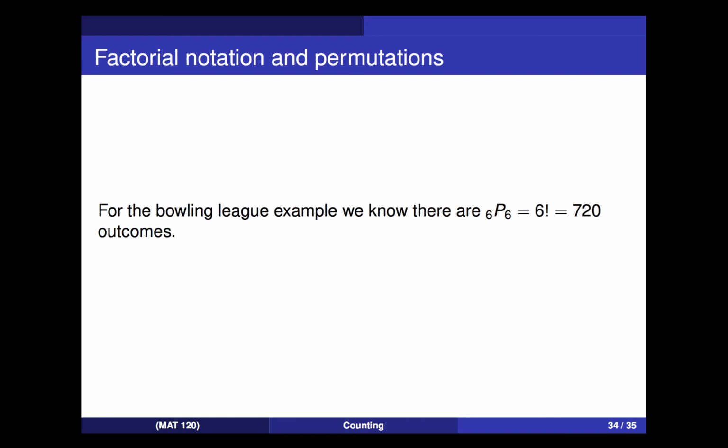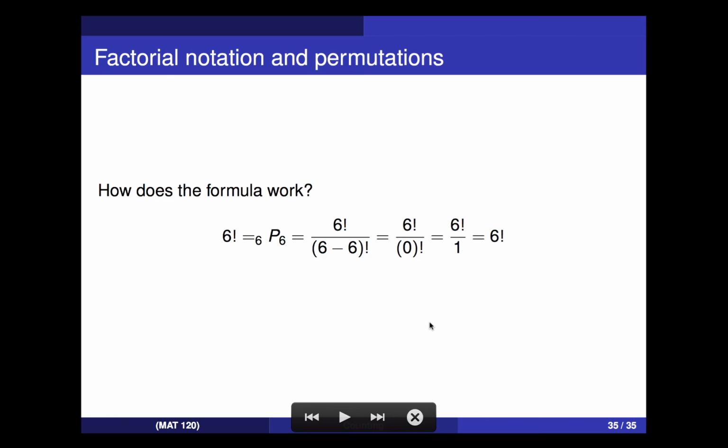Okay, so for the bowling league, we know that there are 6 factorial outcomes because we had 6 times 5, etc. Let's see how the formula works out with this. And well, you can see that it does, because (6 minus 6) factorial on the bottom is 0 factorial, and that's one reason why we want 0 factorial to be 1. So the formula works for us.